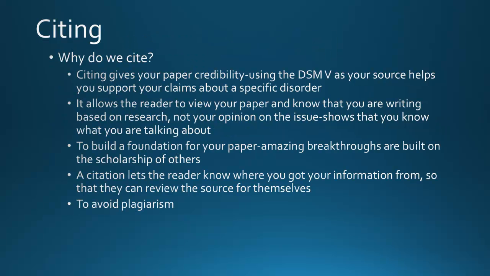So why do we cite? To reiterate what was explained in the lecture, citing gives your paper credibility. When you cite the DSM-5 as your source for a particular disorder, it lets the reader know that you really know what you're talking about. It allows the reader to know that your paper is based on research, not just your opinion, and it shows that you have authority on the issue. It builds a foundation for your paper.